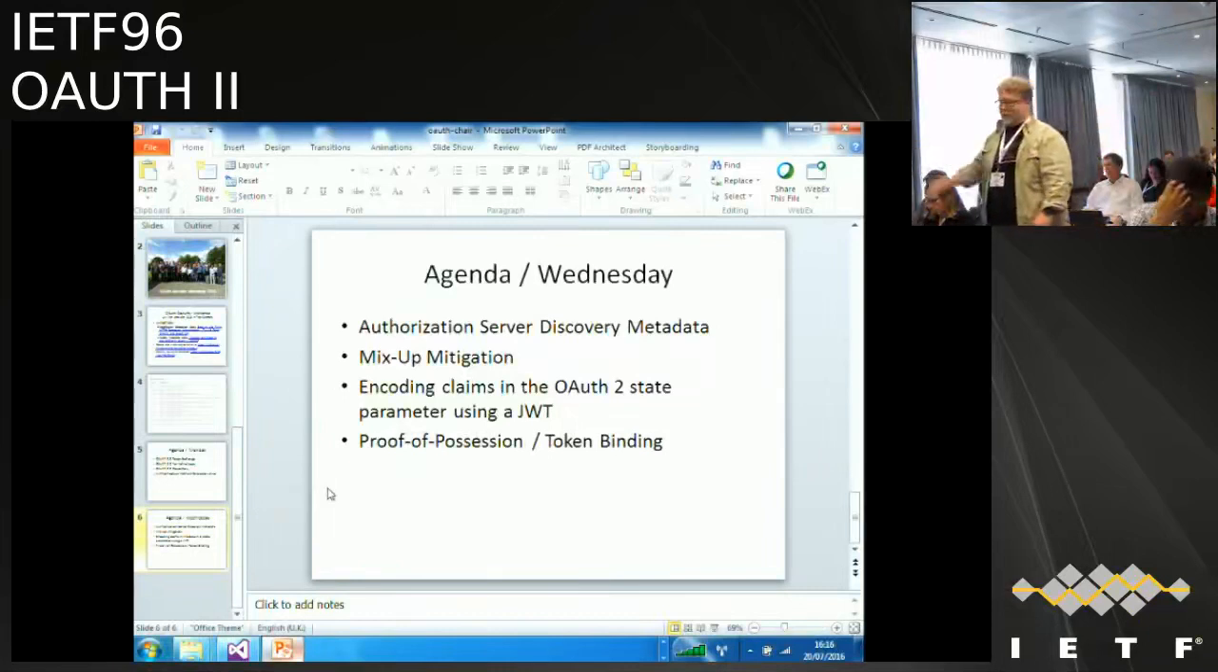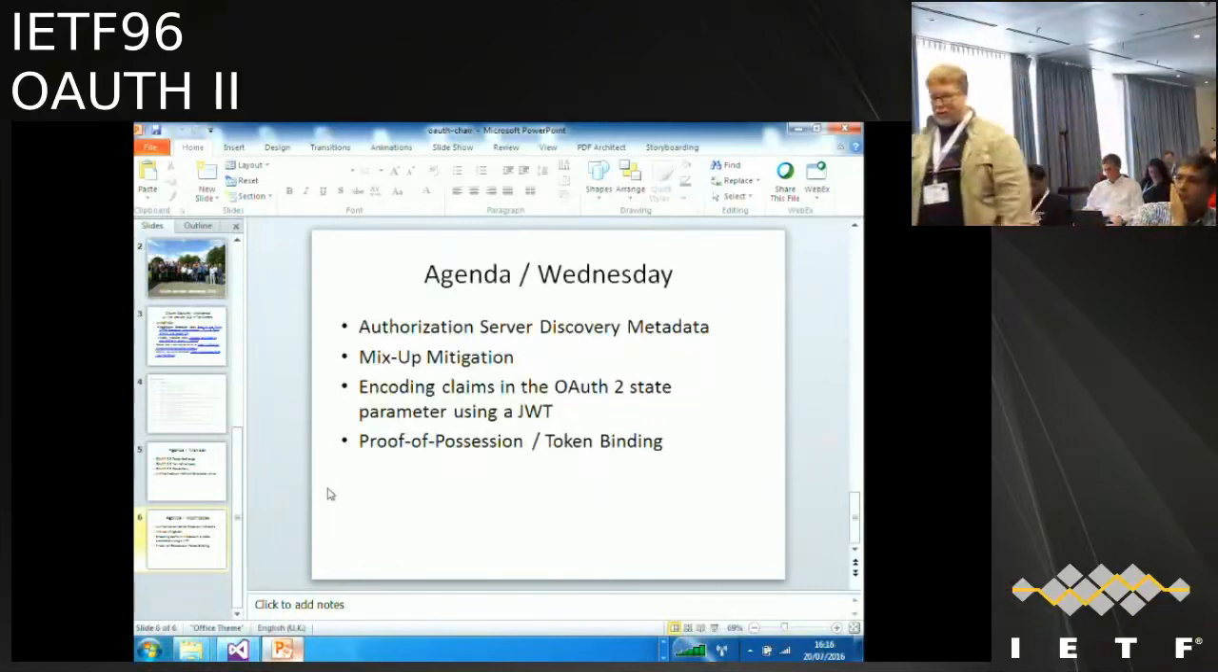Phil here. I'll point out that I'm not sure that one of the ones we're looking at, token binding, would work, because it assumes that the initial setup was correct. So it's good for repeating a valid configuration.